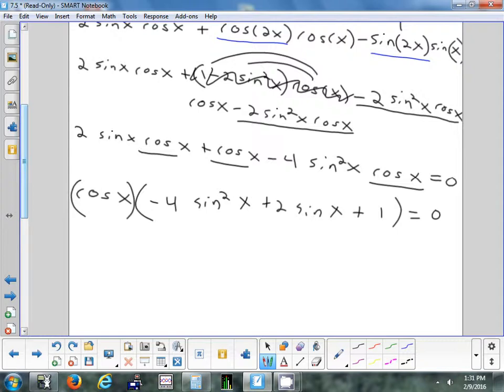All right. Now, we've factored. We're multiplying two things together, and we're getting 0. What does that mean? One or both of them are 0. So either this equals 0, or the second thing equals 0.